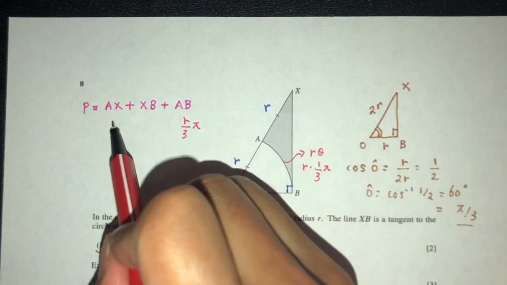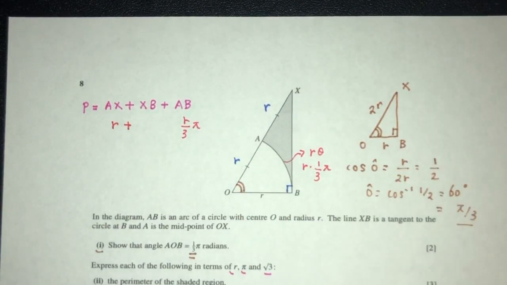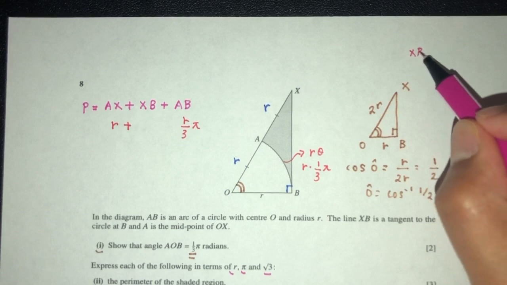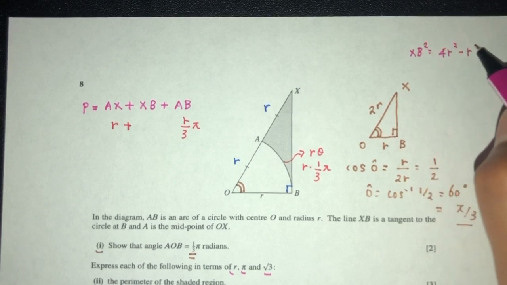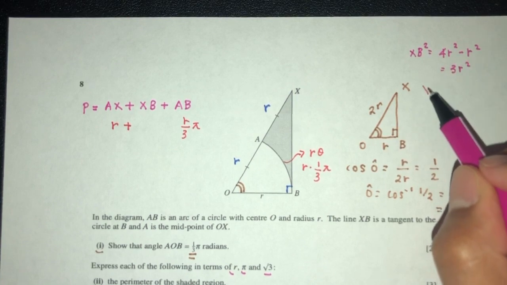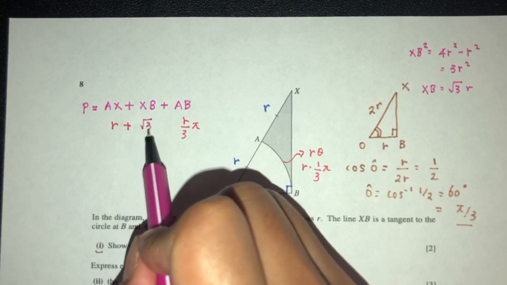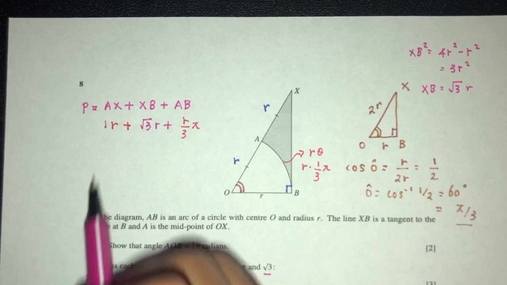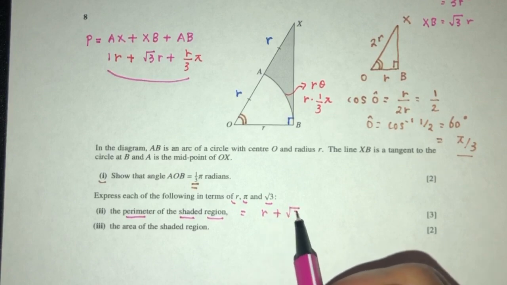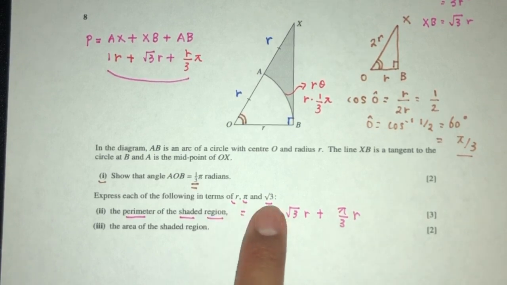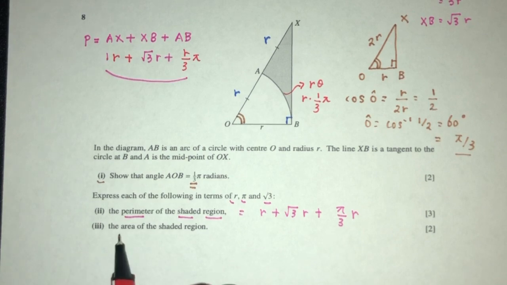AX is r, and we have to find XB. To find XB, we can simply use the Pythagoras theorem. XB squared will be 4r squared minus r squared, that should be 3r squared. So XB will be root 3 r. Now we just replace back in our main equation. XB is root 3 r plus this. Now that will be your answer. So P is equal to r plus root 3 r plus pi over 3 r, in terms of r, pi, and root 3.